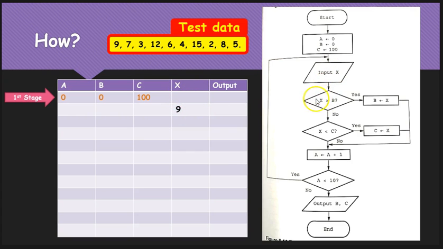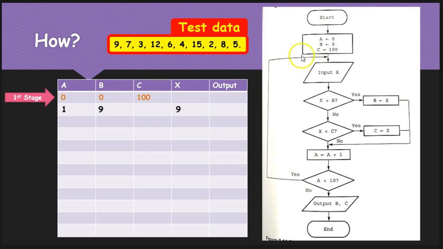Once we've done that, it says here, is x greater than b? Well, if x is greater than b, then it's a yes. So that means we need to put the x value into b. So here we would put 9 into the b variable. Then we follow the route, and a is 0 at the moment, we add 1 to that, so that would give us a count. So a becomes our counter. Then we ask a question here, is a less than 10?